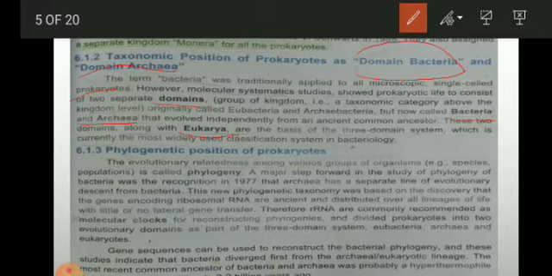Now we will see the phylogenetic position of prokaryotes. Evolutionary relatedness among various groups of organisms is called phylogeny.